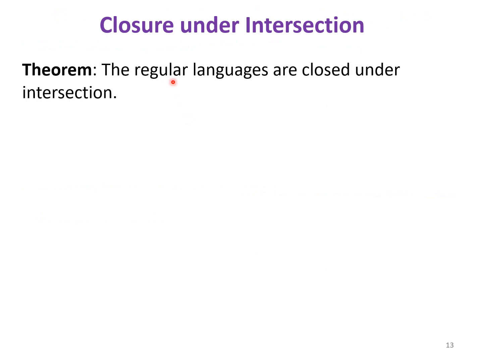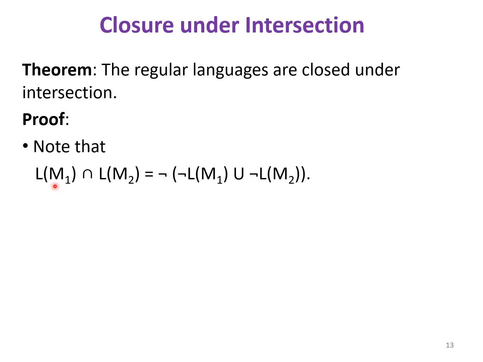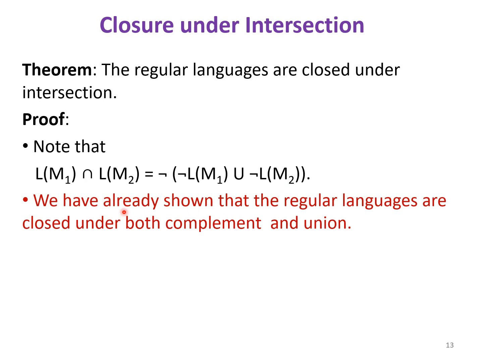Next theorem, the regular languages are closed under intersection. Proof: note that L of M1 intersection L of M2, according to De Morgan's theorem, is equal to the complement of the complement of L of M1 union the complement of L of M2. Just now we have already proved that the regular languages are closed under complement and union.